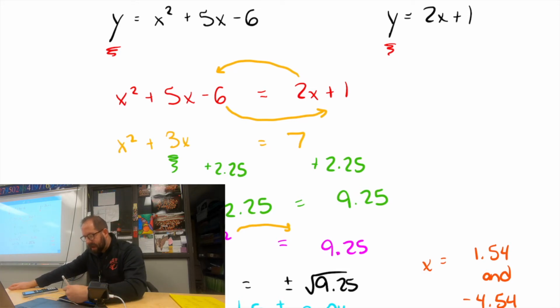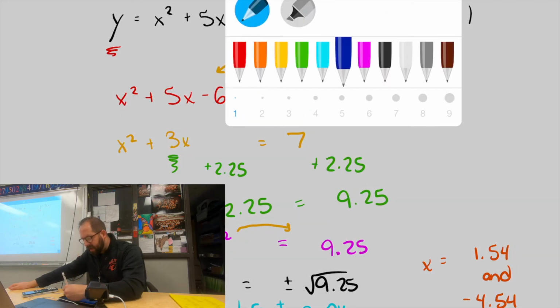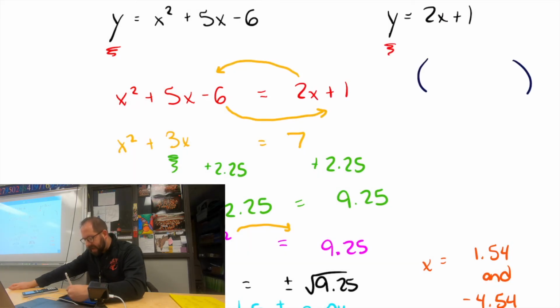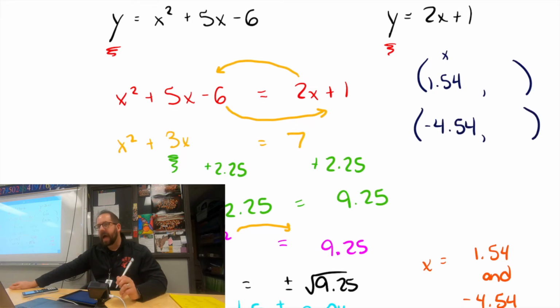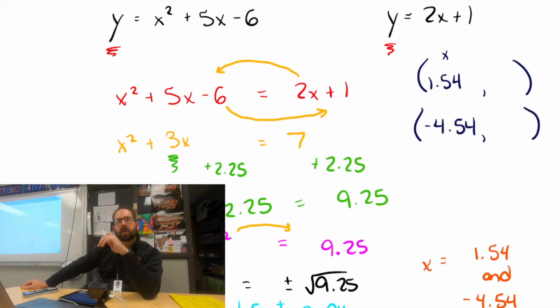So that's in my coordinates up above. These are my x's, 1.54 and negative 4.54. These are where my graphs are crossing. How do I find the y number? Plug it in. You can plug it into any equation you want. Which equation should you plug it into? The second one. It's a linear function. Way easier to do it.